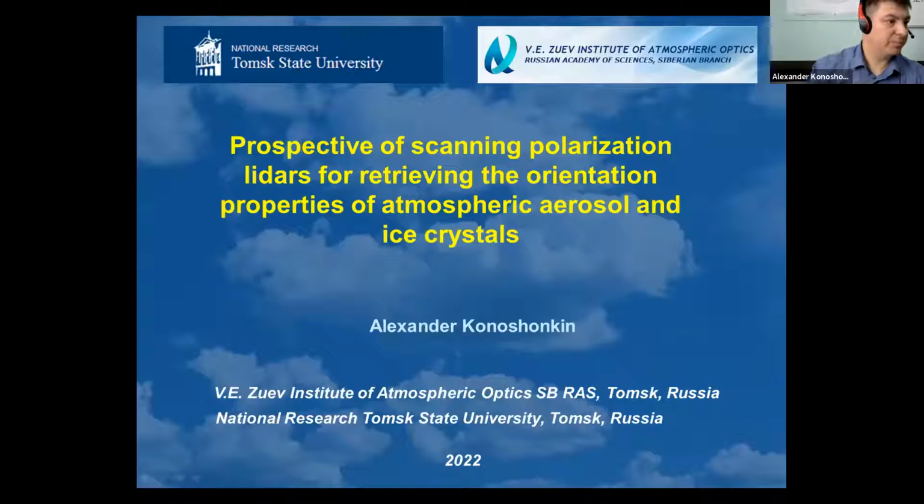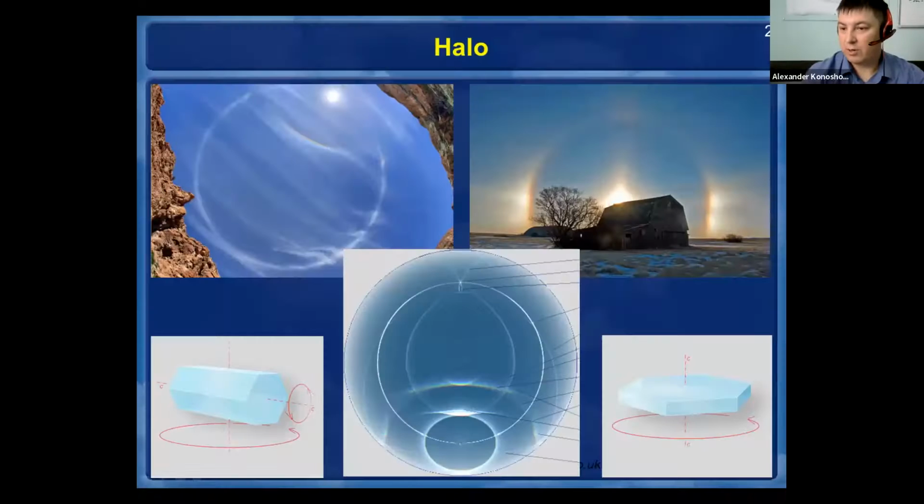My presentation is about the perspective of scanning polarization lidars for retrieving the orientation properties of atmospheric aerosol and ice crystals. Ice crystals are typically oriented, and we can confirm it by eye because we see such beautiful phenomena like halos or sundogs. So it's important to take into account the orientation of these crystals. But most often, scientific research assumes that the crystals in the clouds are randomly oriented.